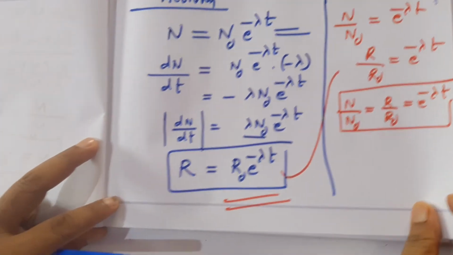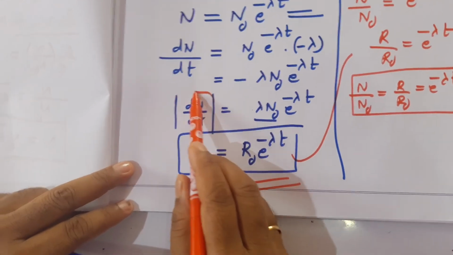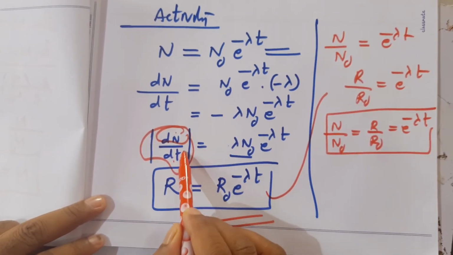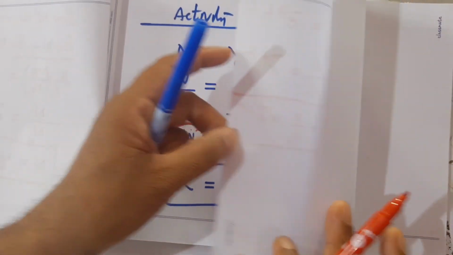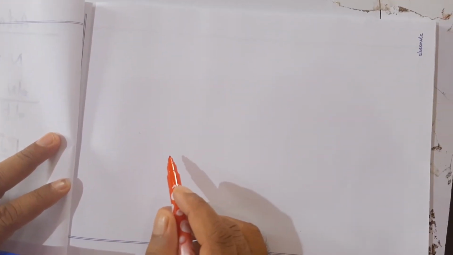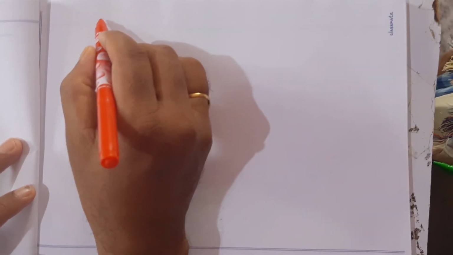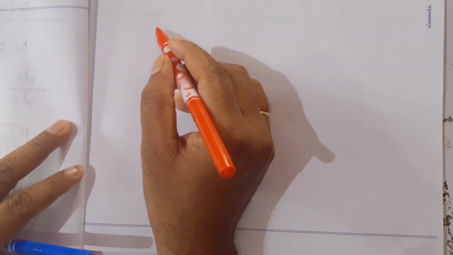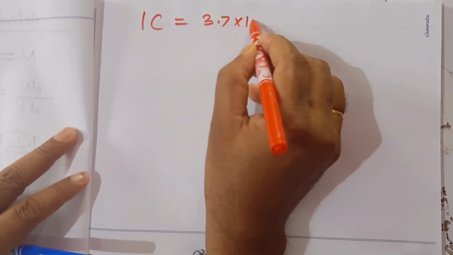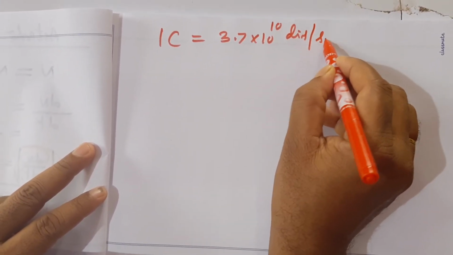This is the activity. Activity is defined as dN by dt, the rate of disintegration or the rate of decay of the radioactive substance, the number of atoms decayed in 1 second. The units of activity are Curie, Rutherford, Becquerel, and so on. 1 Curie is equal to 3.7 into 10 power 10 disintegrations per second.